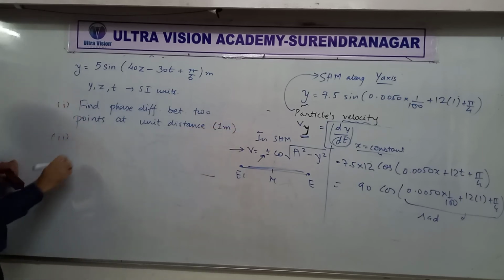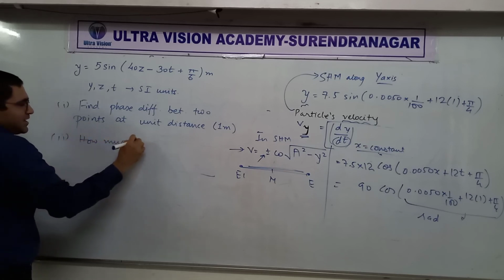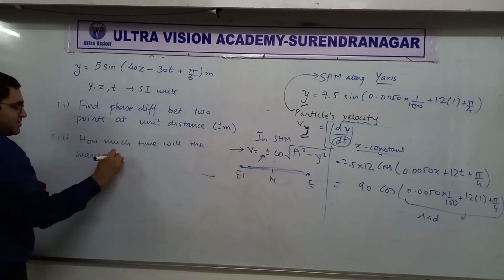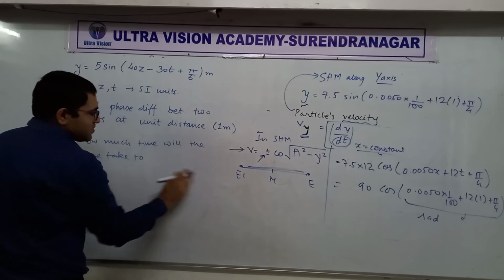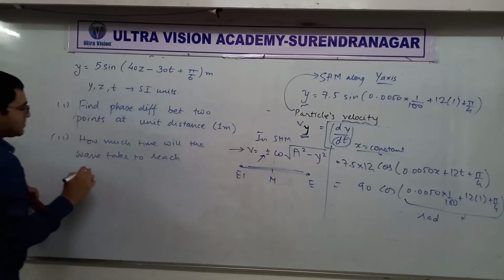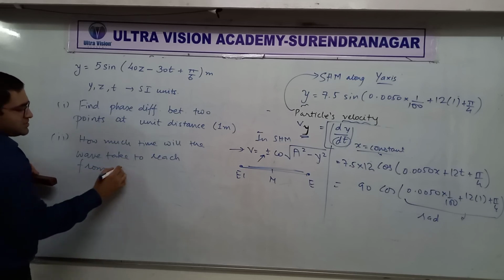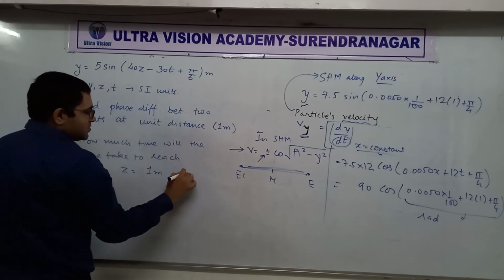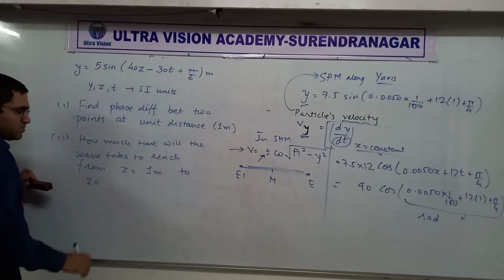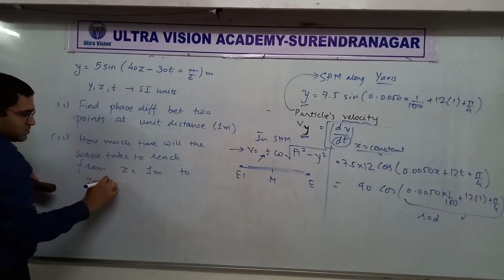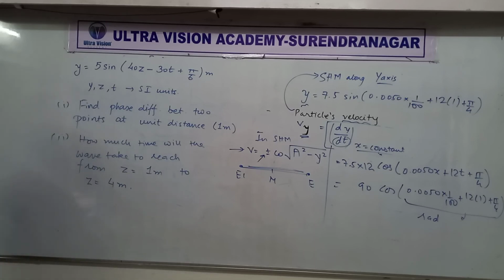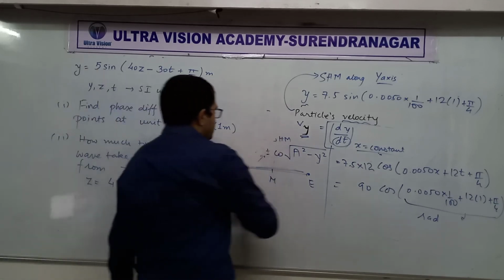And then second question, how much time will the wave take to reach from z equal to 1 meter to z equal to 4 meter? How much time will the wave take to travel from z equal to 1 meter to z equal to 4 meter?